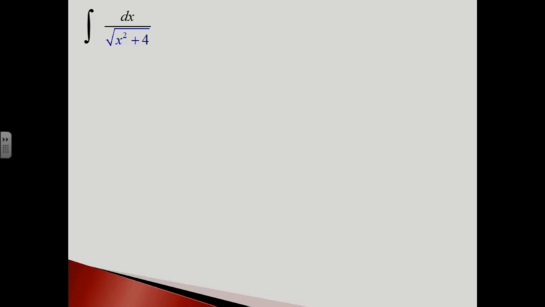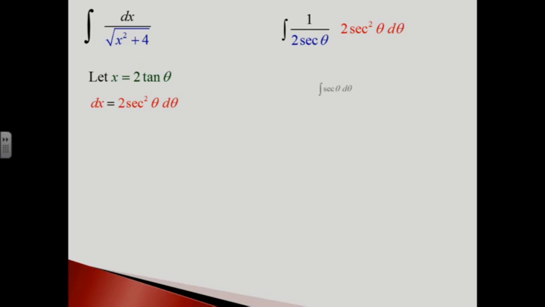The process is illustrated in the following examples. First example, integrate 1 over square root of x squared plus 4. Let x be 2 tangent theta, then dx equals 2 sec square theta d theta. The initial integral becomes 1 over 2 sec theta multiplied by 2 sec square theta d theta, or the integral of sec theta d theta. This is a basic integral. Use formula 9 to obtain the natural log of sec theta plus tangent theta plus c.